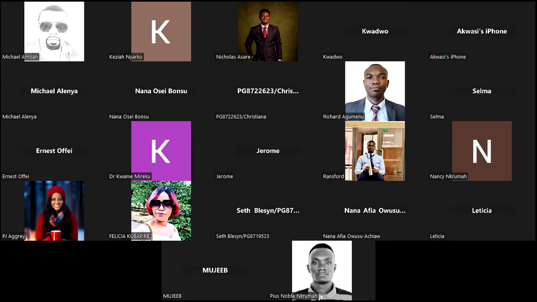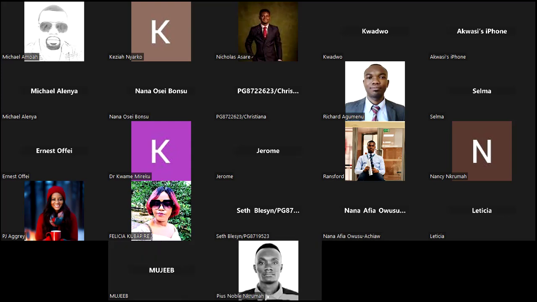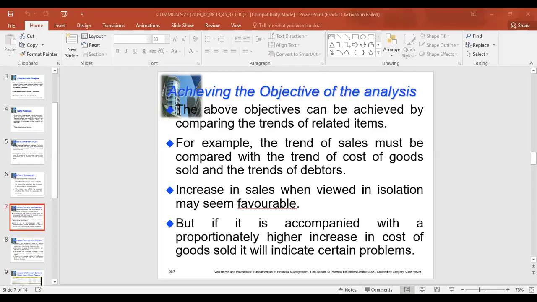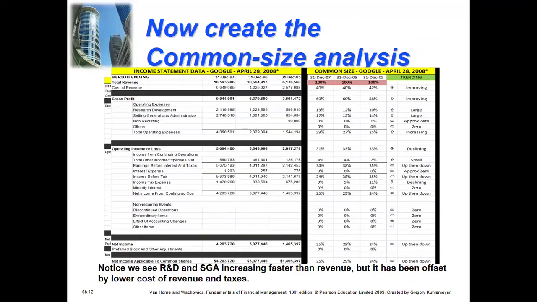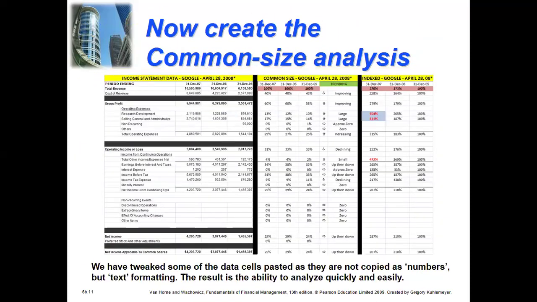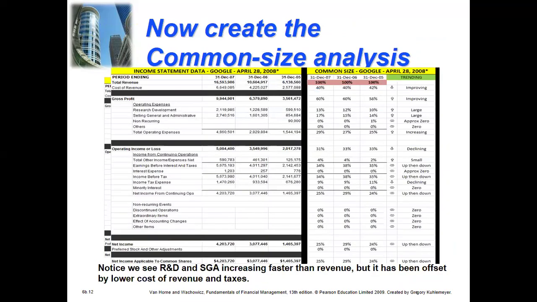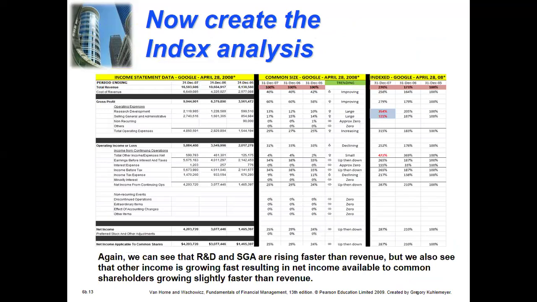Because that's for common size and then trend analysis. The rest of the slides was just showing you samples of the common size analysis and index analysis, and then that is what I showed you using the Excel sheet.